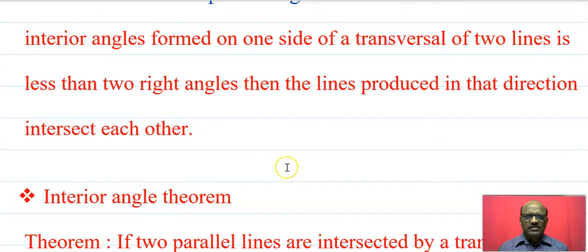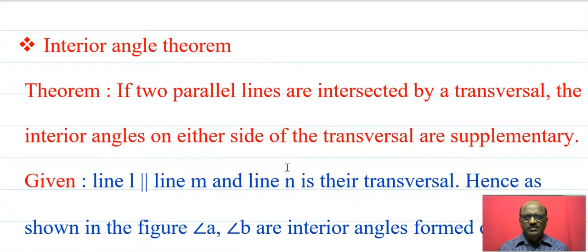Now we'll start a very important theorem, that is the interior angle theorem. What is that theorem? If two parallel lines are intersected by a transversal, the interior angles on either side of the transversal are supplementary, means the sum of the measures of the interior angles is equal to 180. Now we will prove this theorem.